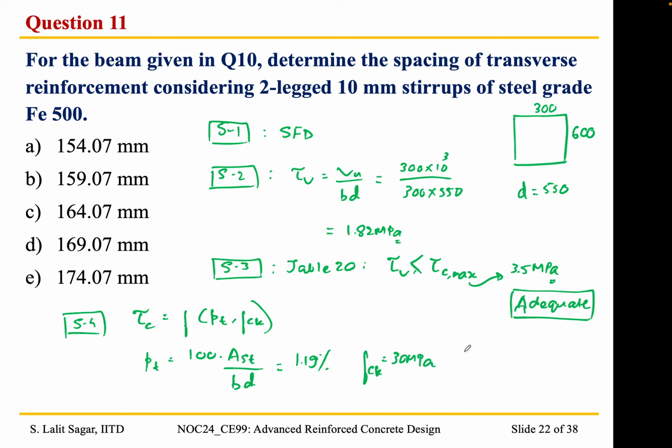And from table 19, we get the value of tau c as, I got the value as 0.70 MPa. Okay, so this can be ascertained using the equations given in the slides also.